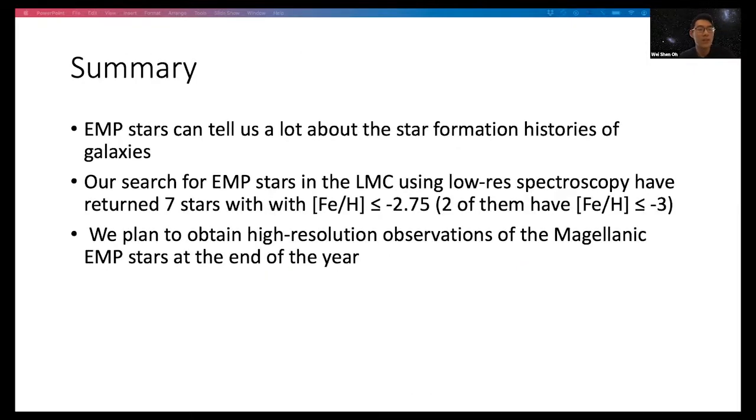So to summarize, EMP stars can tell us a lot about the star formation histories of galaxies, and our search for EMP stars in the LMC using low-resolution spectroscopy has returned 7 stars with a metallicity value of less than -2.75, and 2 of them have a value of less than -3. So we plan to obtain high-resolution observations of the Magellanic EMP stars at the end of this year as part of our follow-up plan. Thank you.